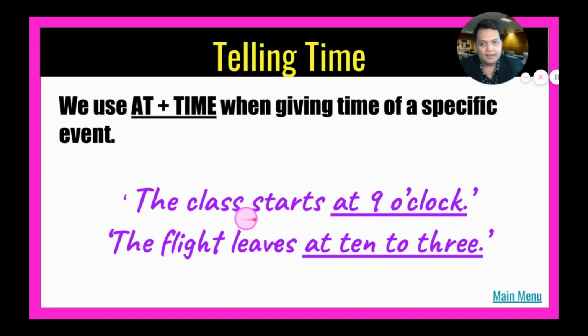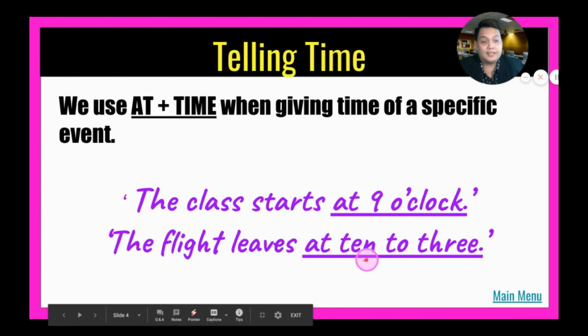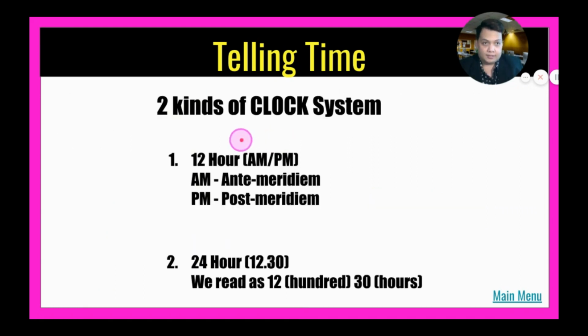Again, the class starts at 9 o'clock. Then the flight leaves at 10 to 3, 10 minutes before 3. We have two kinds of clock system. We all know that from our previous videos. So we have the 12-hour clock system, which has the AM or the PM. And AM means what? Anti-meridian. Again, anti-meridian. PM means post-meridian.